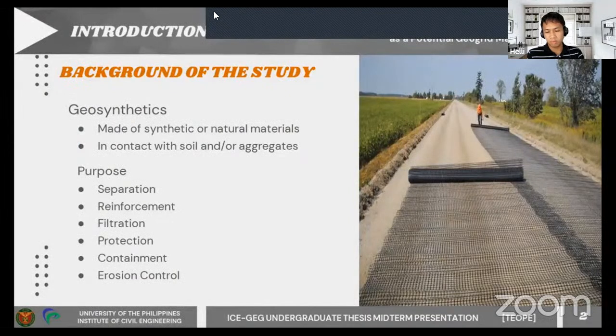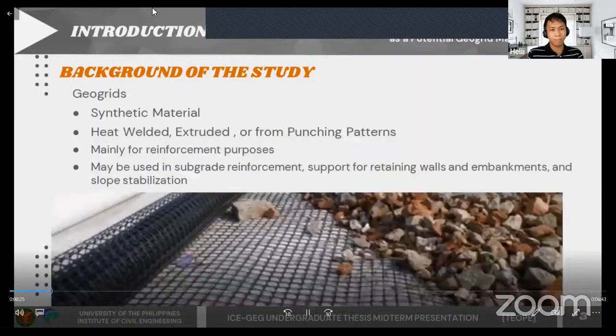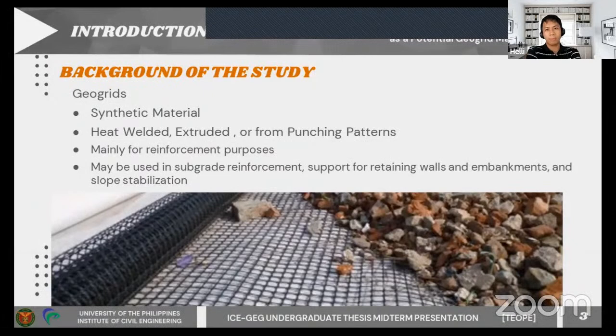Geosynthetics are a common material used in geotechnical engineering and is made of synthetic or natural materials that come into contact with the soil or aggregates for the purpose of improving the soil or the soil structure. One kind of geosynthetic are geogrids, which are mainly used for reinforcement purposes and are made through heat welding, extruding, or from punching patterns. Normally made of petroleum-based plastics, however, a new material may prove to be a worthy alternative.